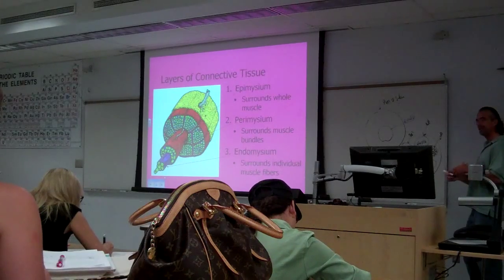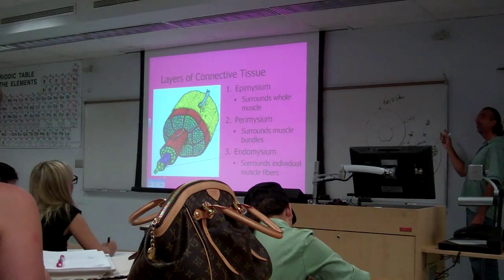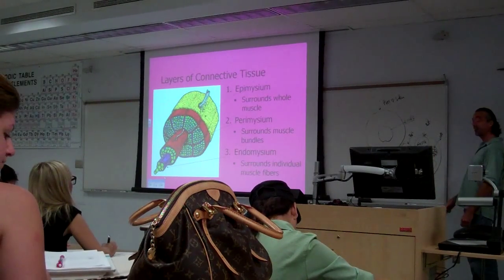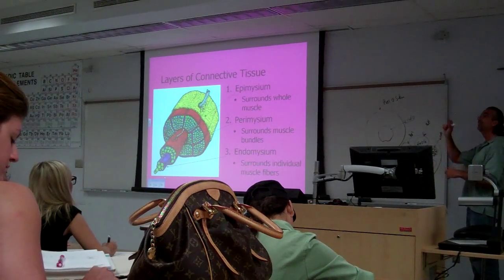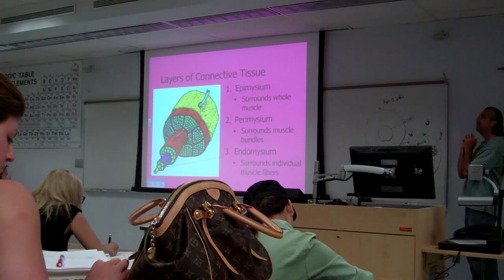If I ask what's the covering around an individual muscle cell, you have to go with endomysium. If I ask what's the covering around the entire muscle, epi, and around a fascicle, peri.